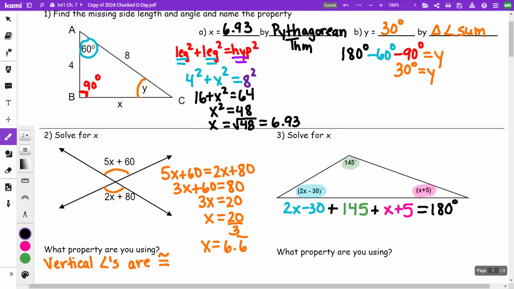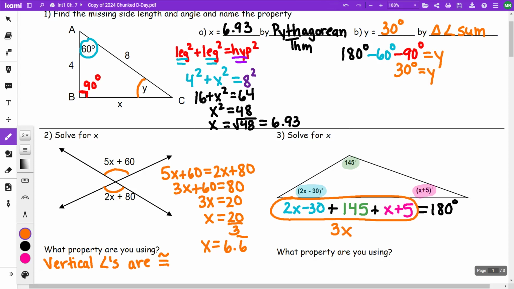So when I'm doing this math, when I have things that are on the same side of the equal sign, I can clean it up by combining like terms. So I have a 2x and an x, which is going to make a 3x.